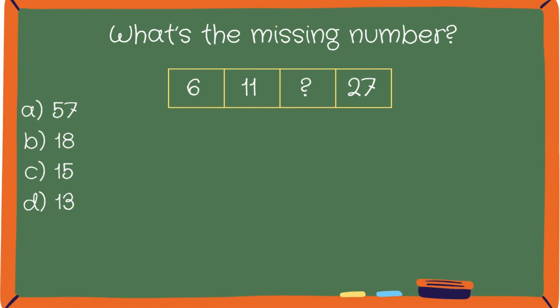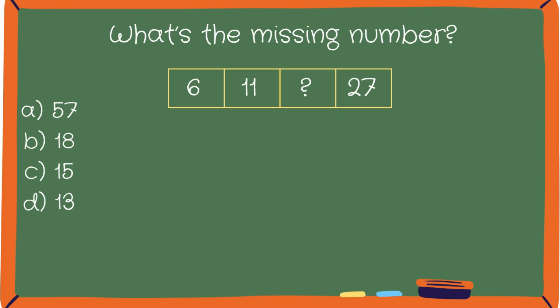Be very careful with this exercise. Observe. Here I have a numerical series. 6 in the first box. In the second box I have the number 11. In the third, I have nothing. And in the fourth box I have the number 27. What is the missing number? That is what the exercise asks me.